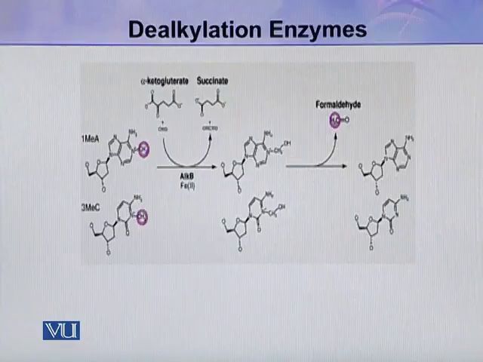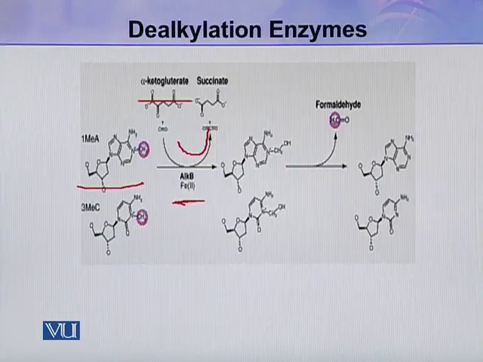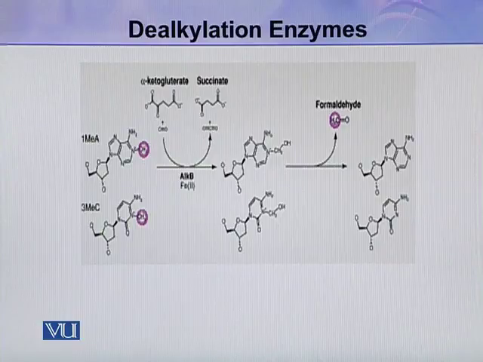Here you can see the mechanism of action of these ALK-B enzymes. This is 1-methyl adenine and this is alpha-ketoglutarate, which is converted into succinate, and here iron is present and the ALK-B enzyme is also present. After this intermediate, the adenine has been restored and formaldehyde has been released. Similarly, this is 3-methyl cytosine and it is converted into cytosine. So this is the action of ALK-B.